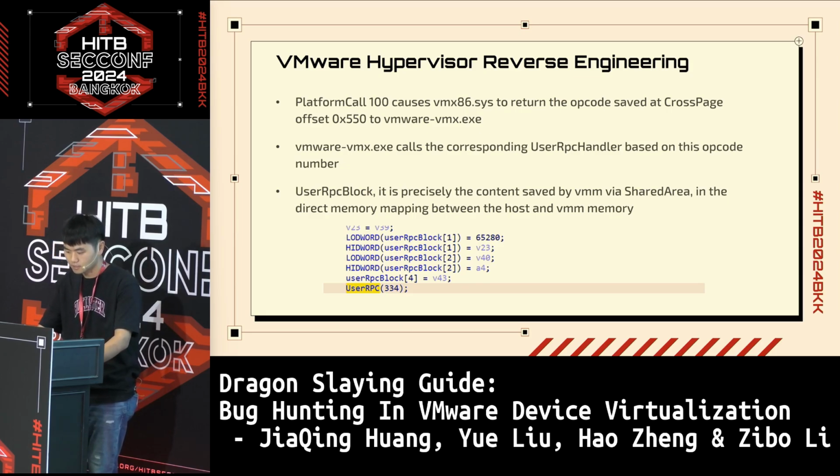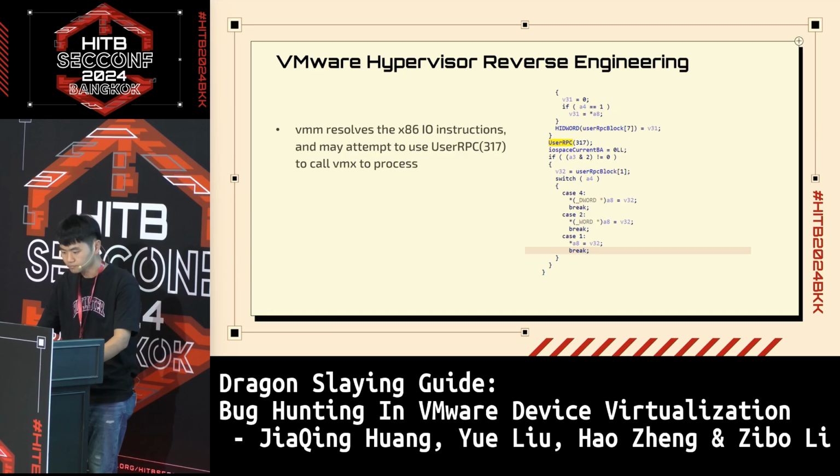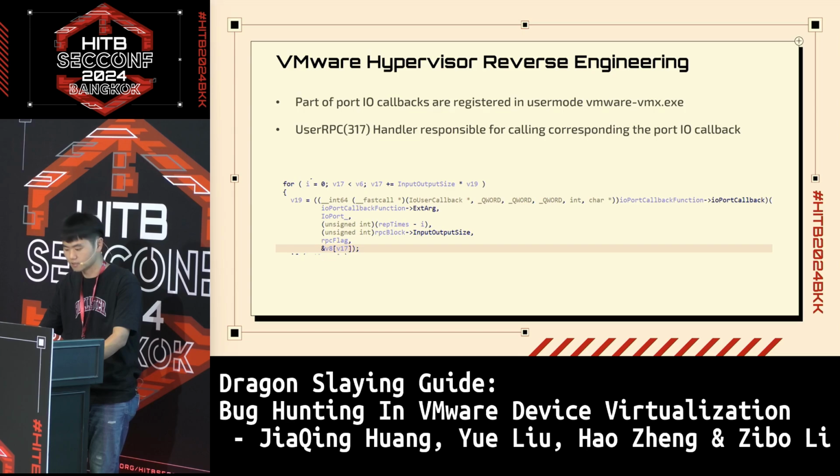It is the basis for almost every emulation implementation. Based on this knowledge, we are able to further reverse engineer device virtualization. Since we need to analyze data flow between guest and hypervisor, we need to figure out the I/O emulation. For port I/O, VMM will resolve the I/O instruction and attempt to use the user RPC to call VMX to finish the process.